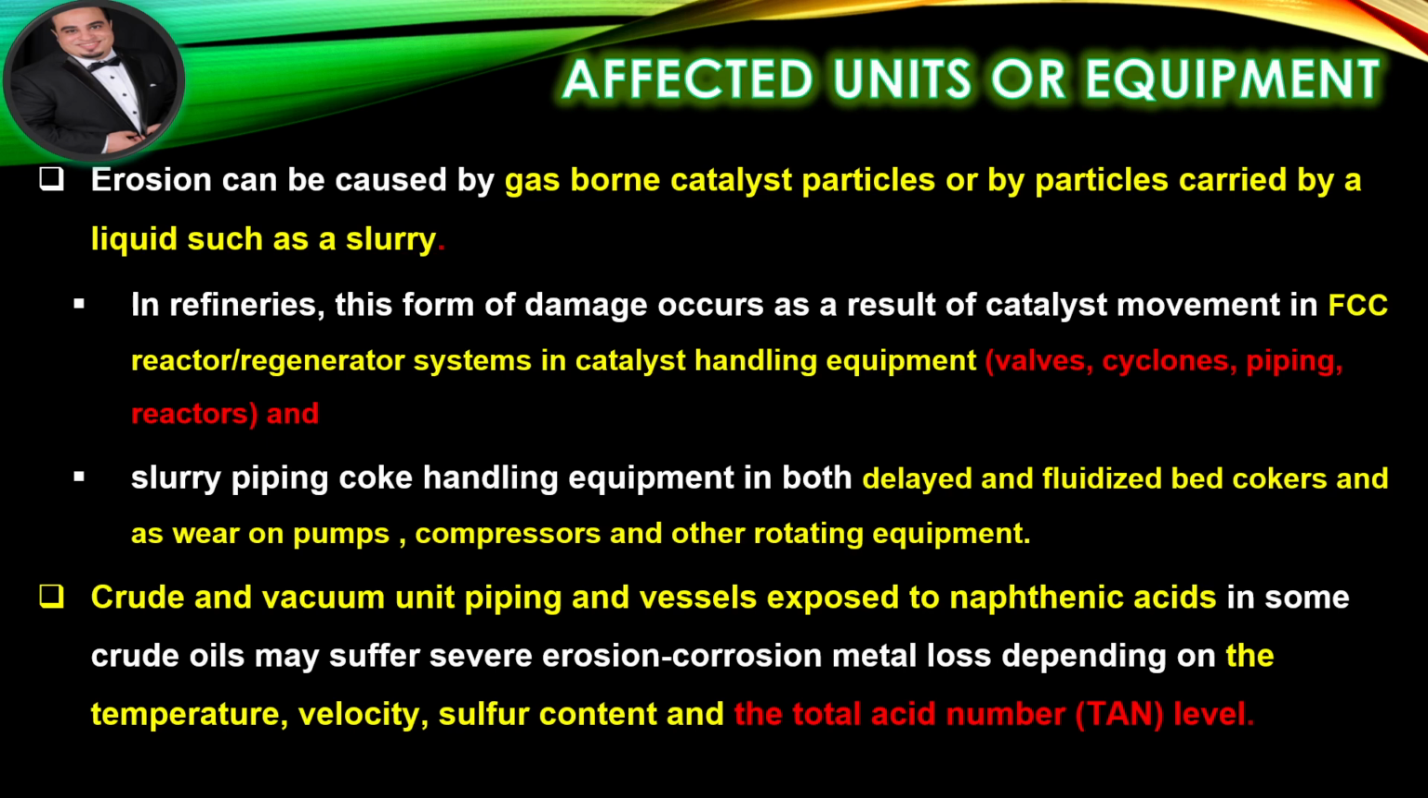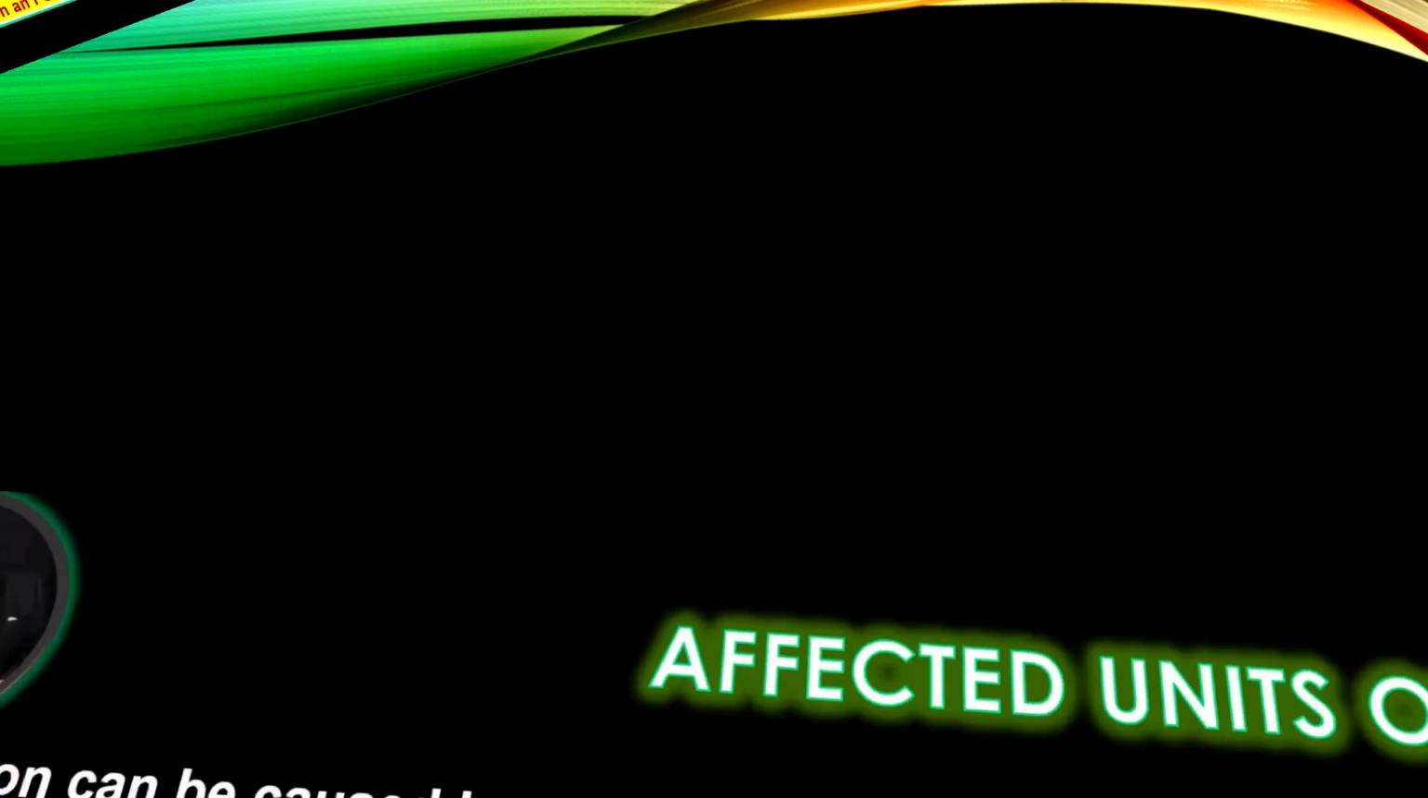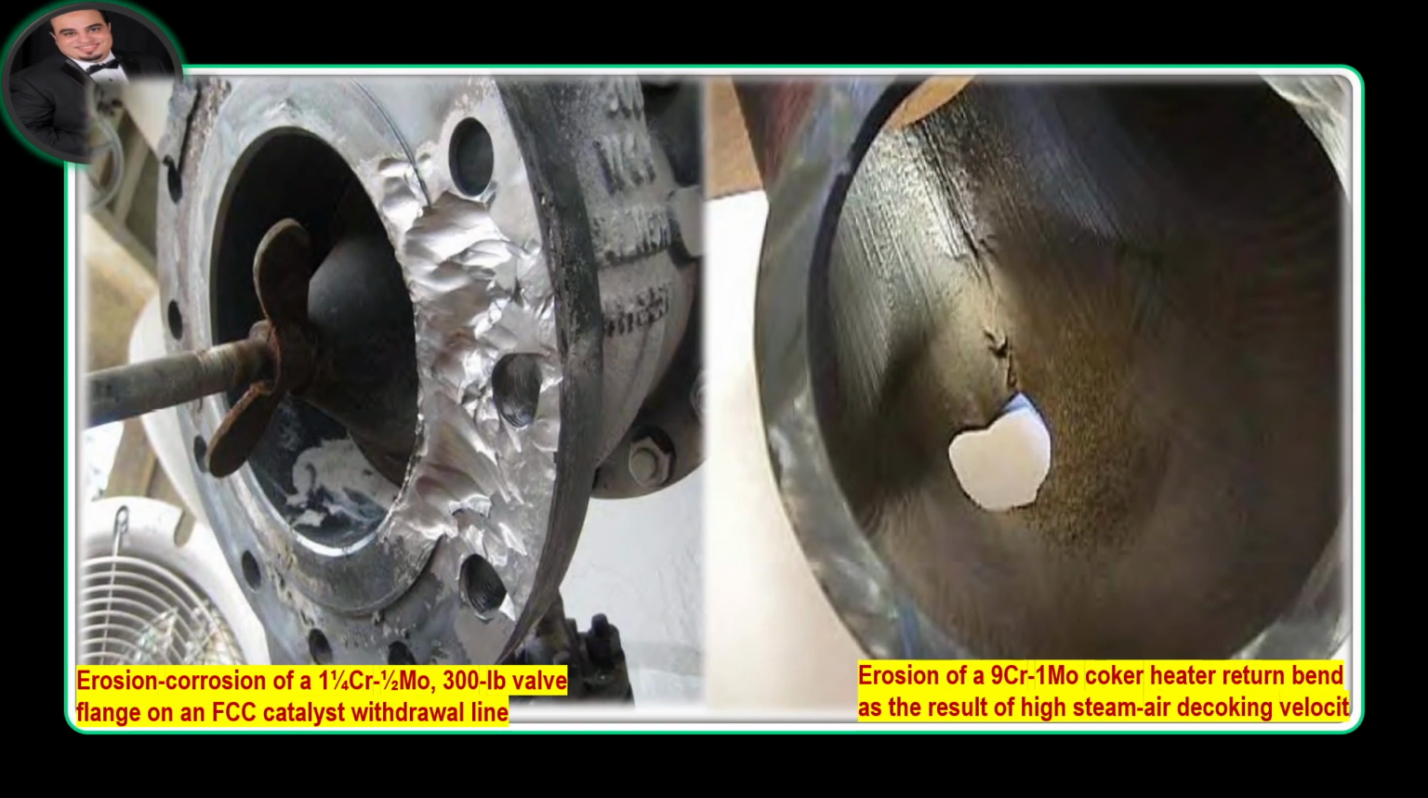Crude and vacuum unit piping and vessels exposed to naphthenic acids in some crude oils may suffer severe erosion-corrosion metal loss depending on the temperature, velocity, sulfur content, and the total acid number level. Example of erosion-corrosion is shown in the figures.